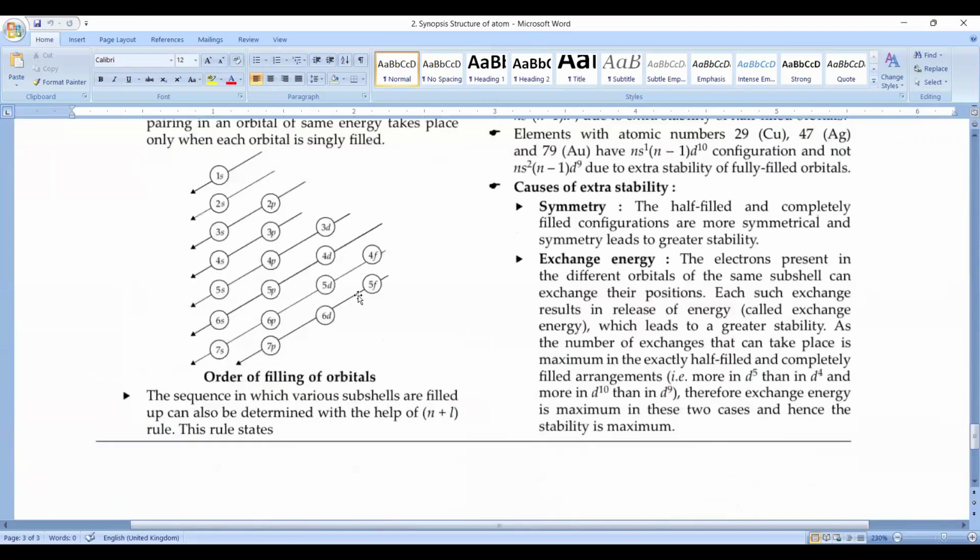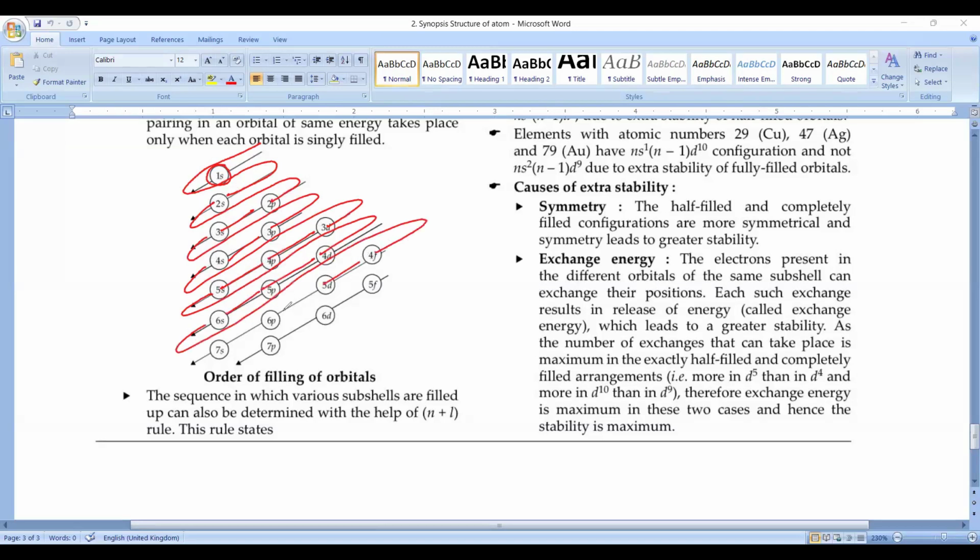Okay, here you can see. First the electron will enter from the lower orbital. So 1s is the lower orbital. From 1s, the electron will enter into 2s. Then it will go into 2p, then 3s, then 3p, 4s, then 3d, 4p, 5s, then 4d, 5p, 6s, then 4f, 5d, 6p, 7s, 5f, 6d and 7p.